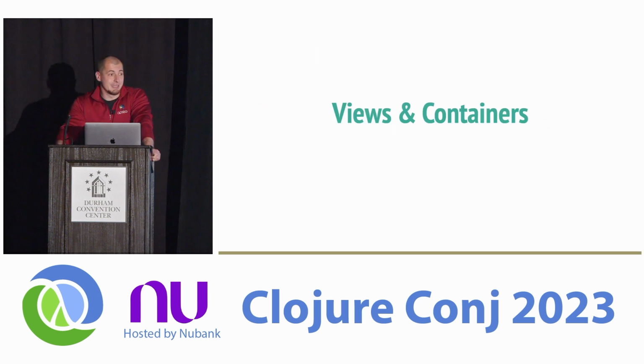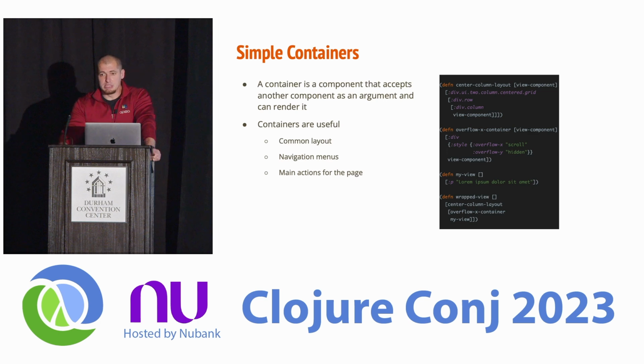Next, views and containers. So I mentioned a little bit about containers before, but just to define them, a container is a component that can take another component as an argument. And the simplest container will be just a layout container. For example, if you have a grid system and you want to render everything in the middle, you can just create a simple layout and have a component passed as an argument and rendered inside.